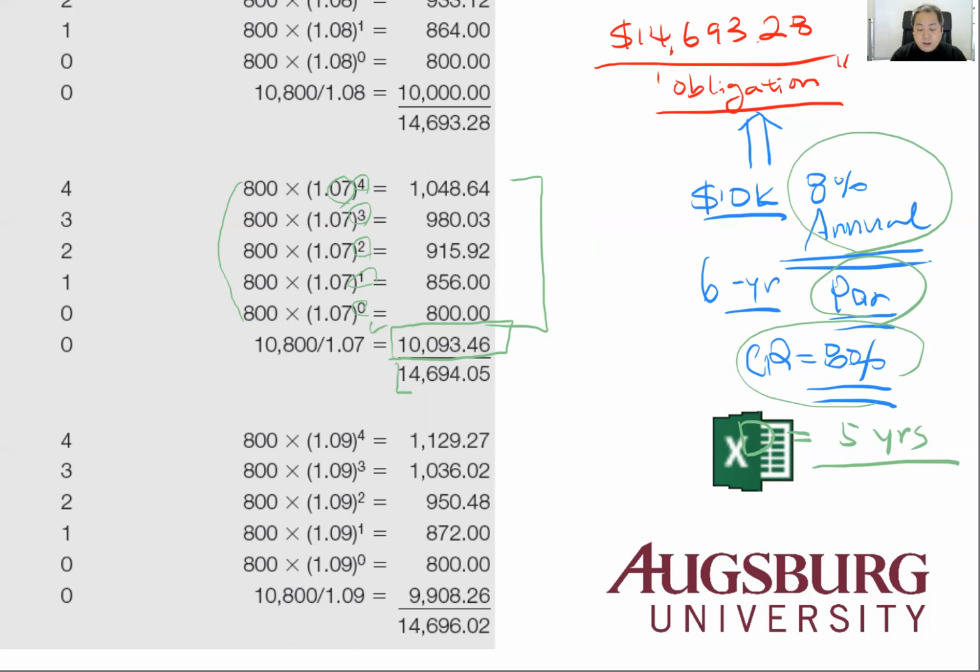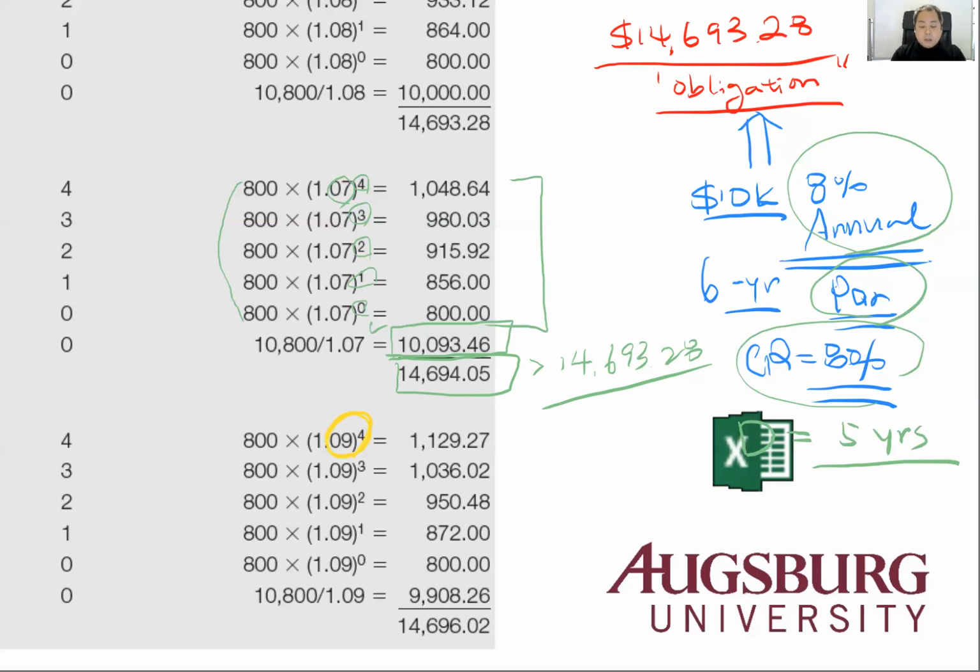If the FMF is actually greater than the liability, $14,693.20, which means that we can successfully finance it even though the interest rate declines. Now let's look at the case that interest rate increases. So interest rate increases by 1%, so it becomes 9%.